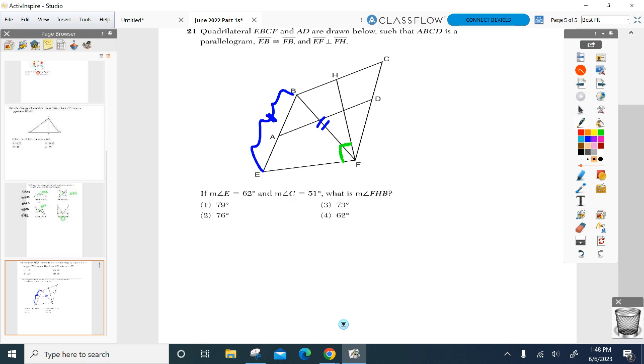Hopefully we were putting a right angle symbol there because they're perpendicular. Angle E is 62. Angle C, 51.